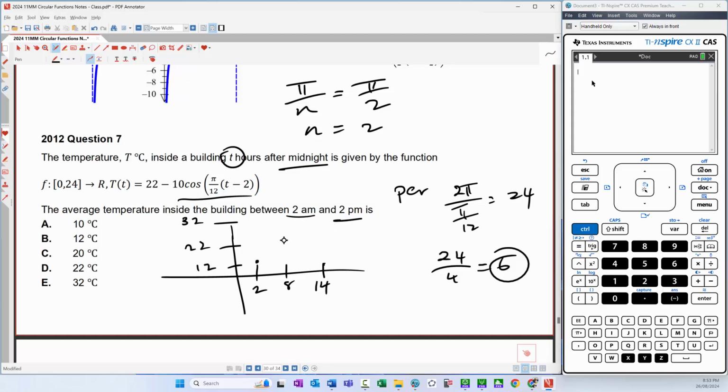So what's going to happen is it's going to go up and up. It's going to look something like that. So we can see that that's half the cycle of this cosine function. So it means that the average temperature would be the middle of these two sides of this trig function here. So the average temperature is going to be 22 degrees.